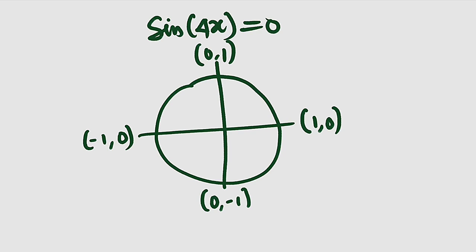All right. You should know that sine depends on what? The y-axis. So these coordinates are for y. We have 1, 2, 3, and 4. So which one of these is equivalent to 0? We have two angles, right? 0 degrees and 180 degrees.